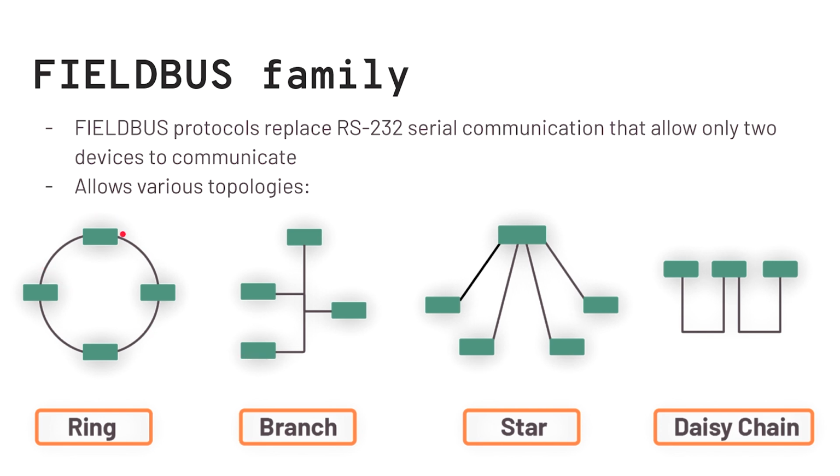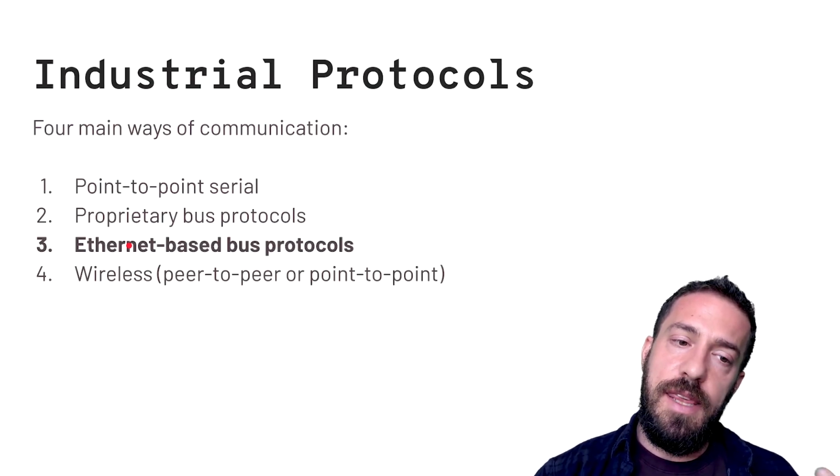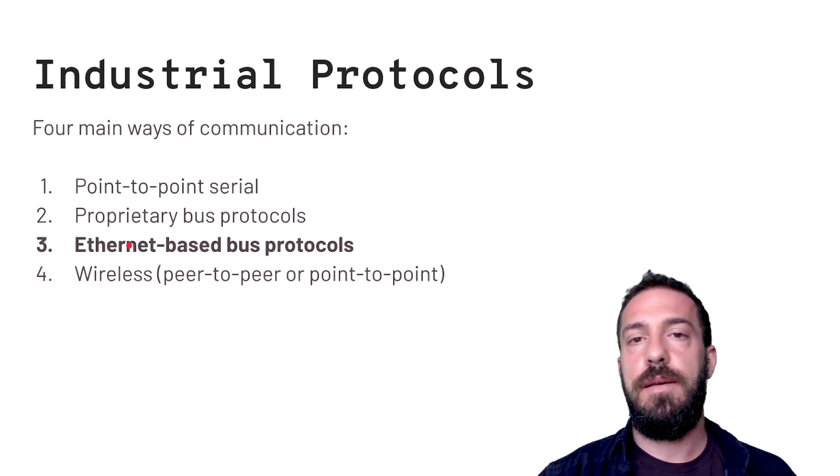Ring topology, where all PLCs communicate in a ring. You may have a branch, you may have a star topology with a main client, or you have the daisy chain I presented in the example before. So fieldbus allows you to have interesting topologies that fit the application and the control system you're currently engineering. We'll see the Ethernet-based protocols.